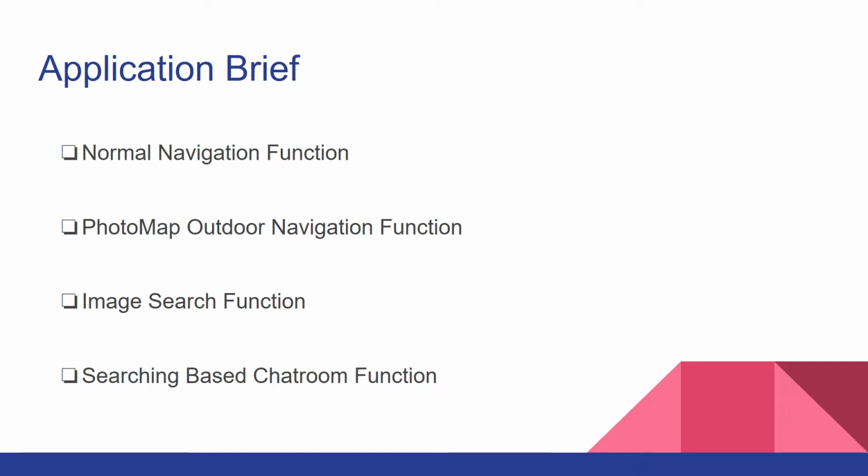Now let me introduce you the functions that our application has. The first one is the normal navigation function based on start and destination location, which I think you are all familiar with. The second one is the outdoor navigation function based on photo map, which enables users to use a detailed photo map to navigate in conjunction with your current location. The third one is the image search function that allows users to search for destination address based on photos.